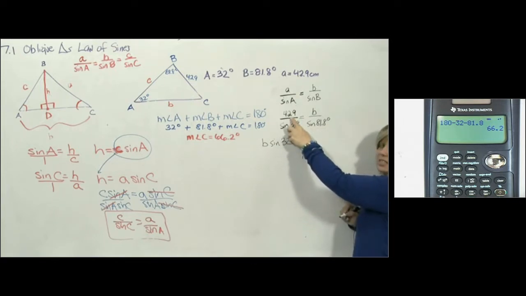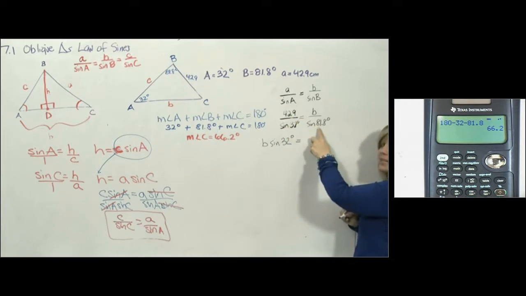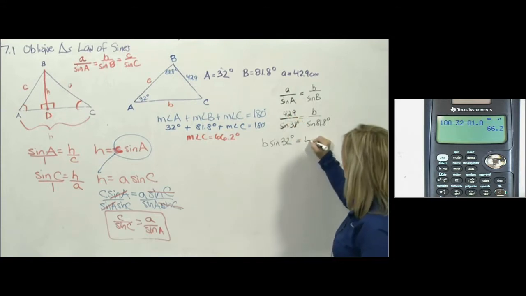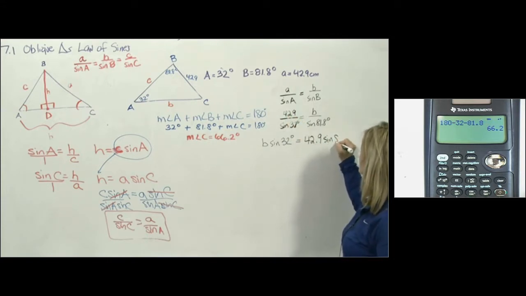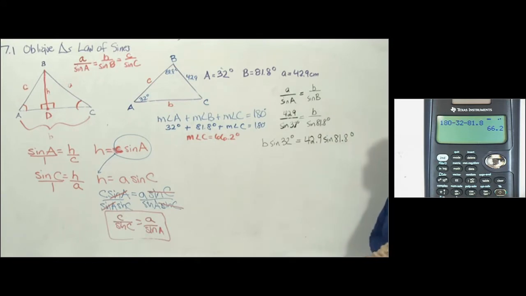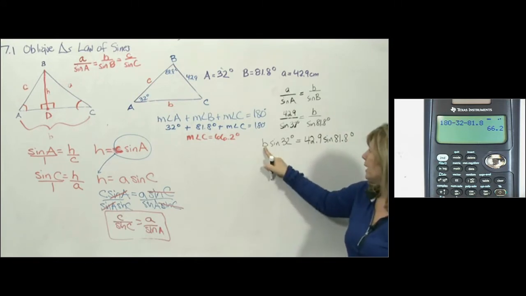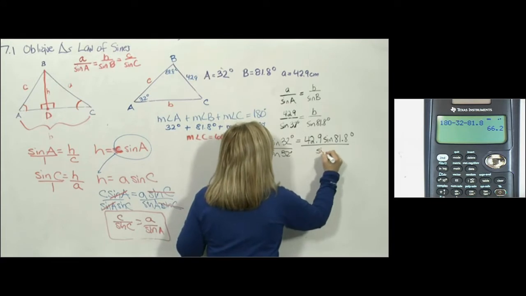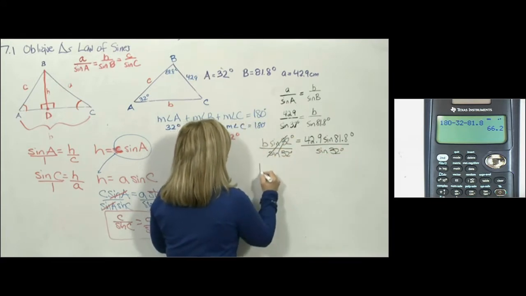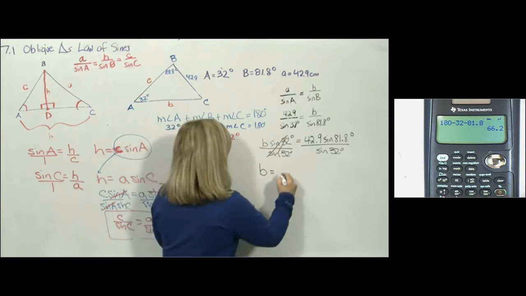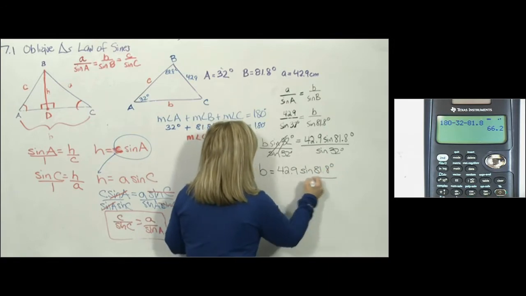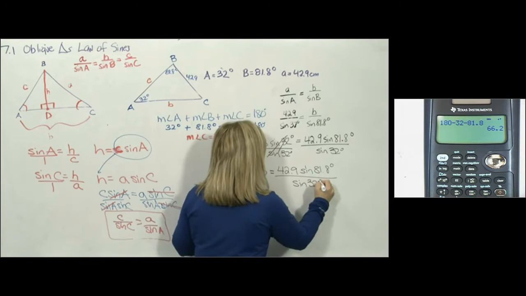Again, we're going to take this decimal, 42 and 9/10, and multiply it to this. Do not multiply the 42 and 9/10 to the 81 and 8/10. This is an angle measurement. This is not. So this number goes in front, 42 and 9/10, times the sine of 81 and 8/10 degrees. Now, who are we trying to solve for? B. To get this word sine off of B, we're going to divide by the sine of 32 degrees. So first I'm going to write B equals 42 and 9/10 times the sine of 81 and 8/10 degrees over the sine of 32 degrees.